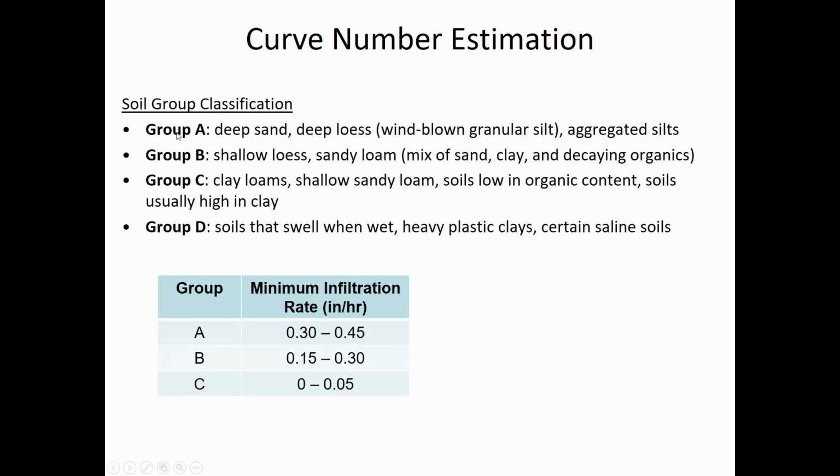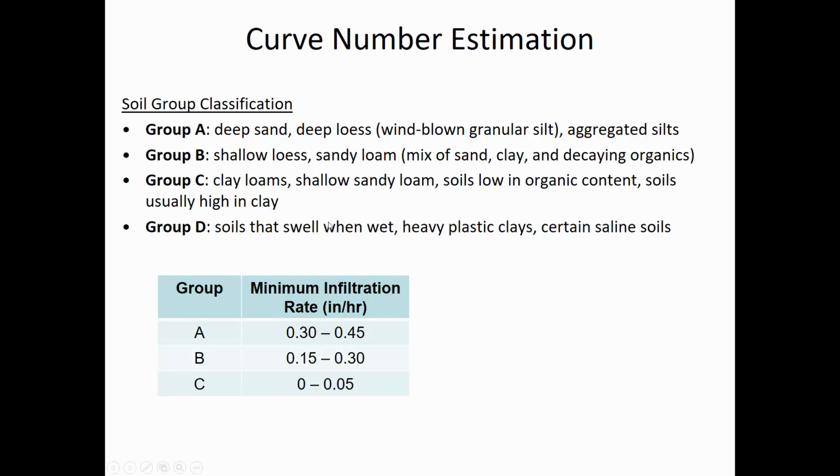So type A soils are essentially heavily granular. On the other end of the spectrum from clays, D soils have essentially no infiltration rate because they are heavily plastic, really heavy clay or saline soils where the salt in the soil contributes to the water being bound.